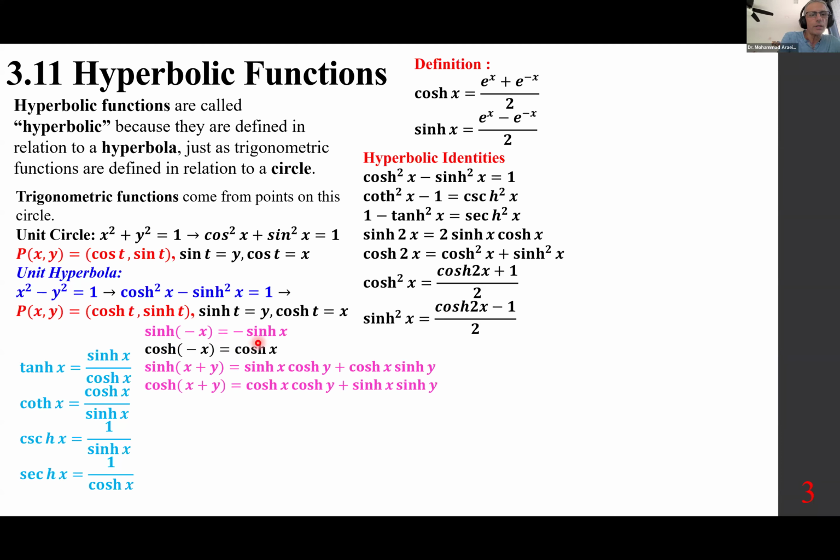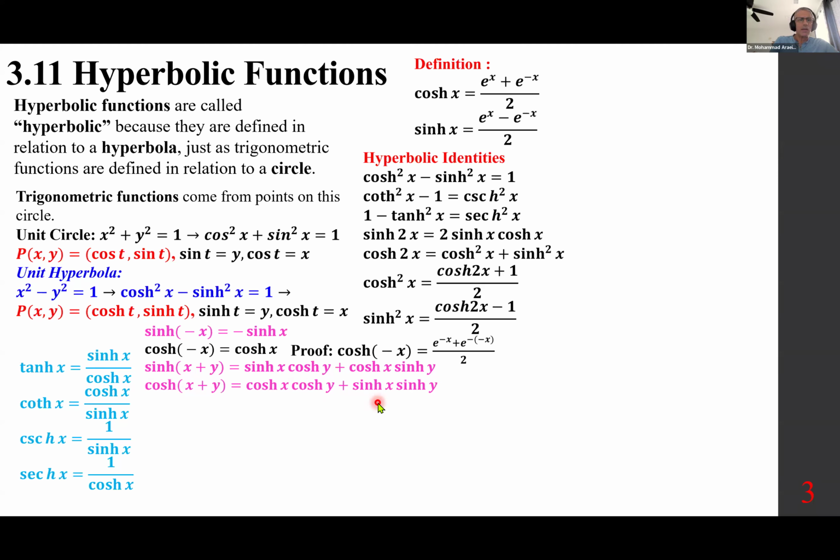Sinh minus x is minus sinh x. Cosh minus x is cosh x. If you remember, trigonometric functions, they are all odd, with the exception of cosine, and therefore secant. So same thing here. Sinh is an odd function, cosh is an even function. Sinh of x plus y, you remember sine of alpha plus beta, sine alpha cosine beta plus cosine alpha sine beta. So sinh of x plus y is sinh x cosh y plus cosh x sinh y, and cosh of x plus y is cosh x cosh y plus sinh x sinh y.